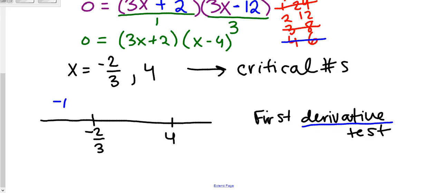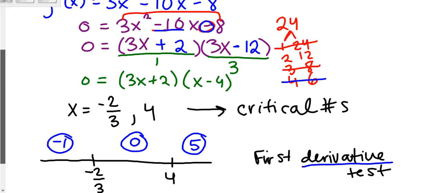I'm going to use -1 for this area here. I'm going to use 0 for this area here. And I will use 5 for this area here. I put them on the top and circled them so that I know that I will be done with them after I plug them into the derivative. You can plug them into either part of your derivative, either the unfactored form or the factored form.